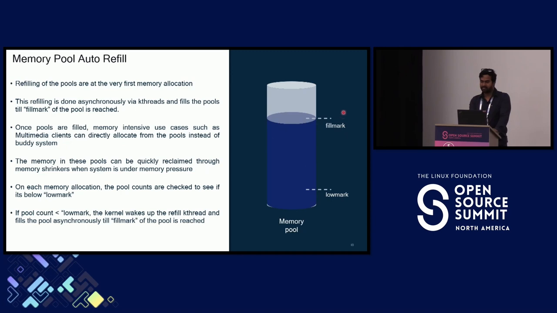So basically, think of this pool as a bucket, and it's getting depleted as the use case starts to use the memory. If it goes below the low mark, the kernel kicks in, and it knows that this memory pool is getting depleted. Then it will check the memory stats in the system to see if there's enough free memory available to refill this pool. And it will start refilling until the fill mark is reached. This is all done asynchronously in a kthread, and it's all done by the kernel. So that's the whole idea. If the pool count is less than the low mark, the kernel wakes up the kthreads and refills it until the fill mark.